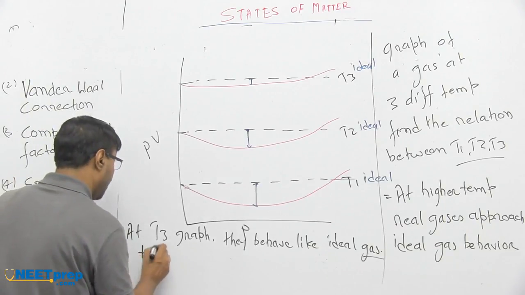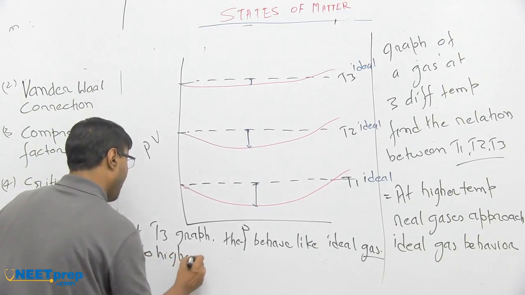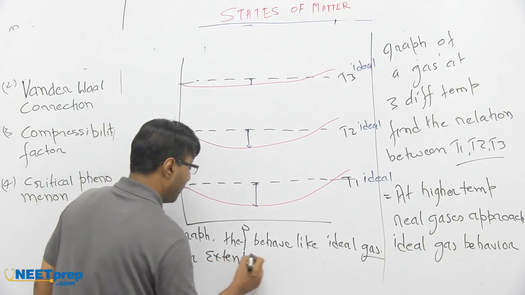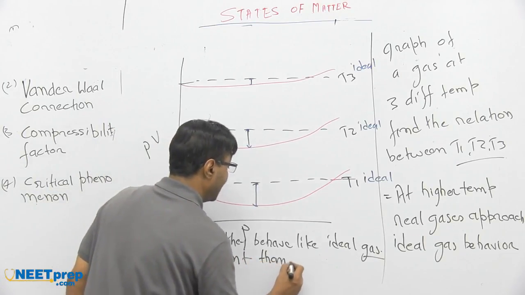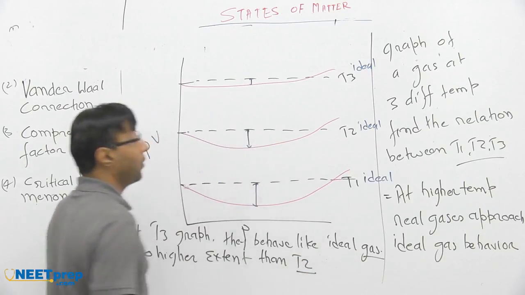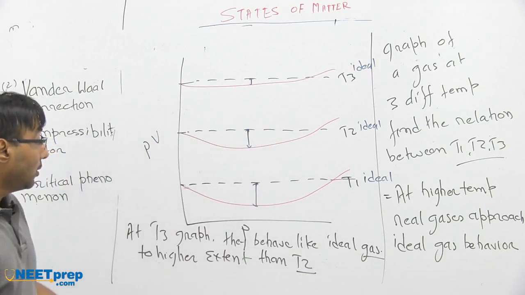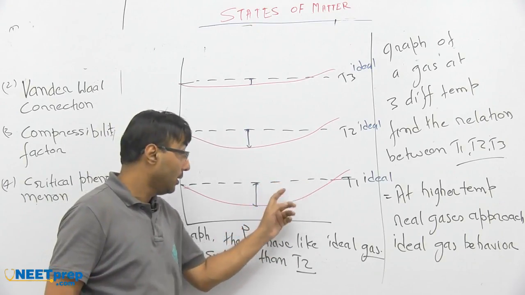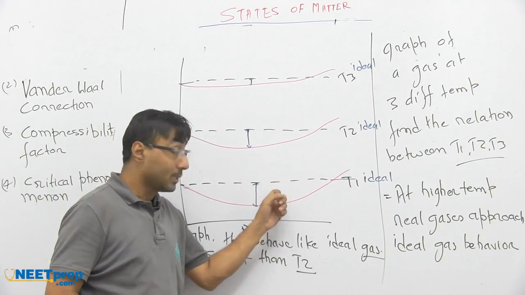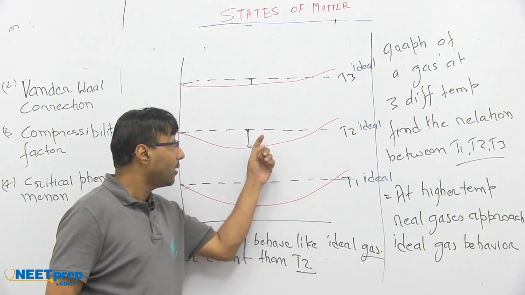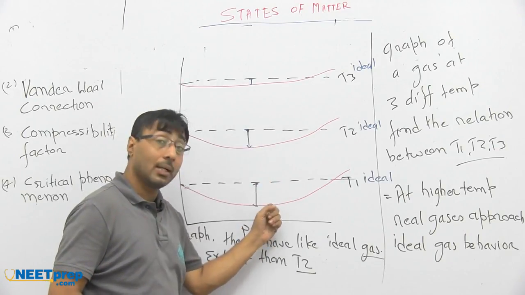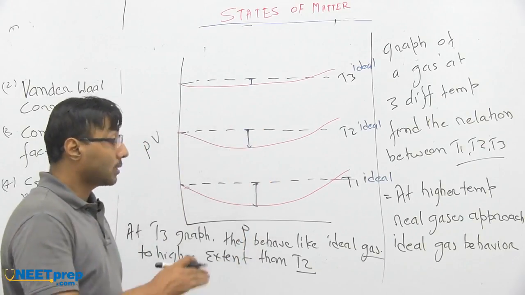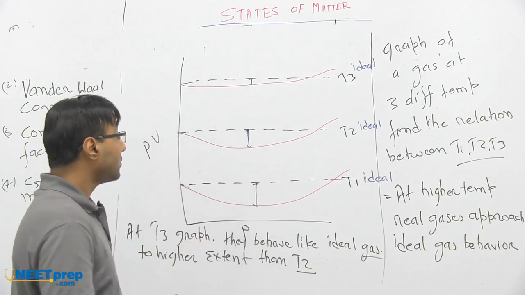to a higher extent than T2. It means when we are increasing the temperature, this real gas is trying to behave like an ideal gas. That's why this graph is getting flatter.